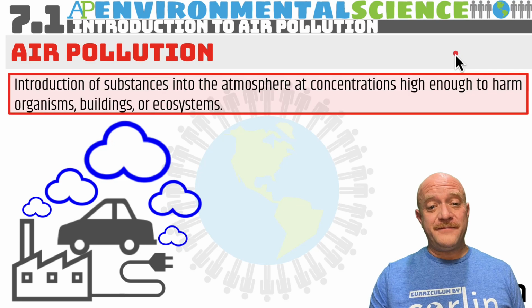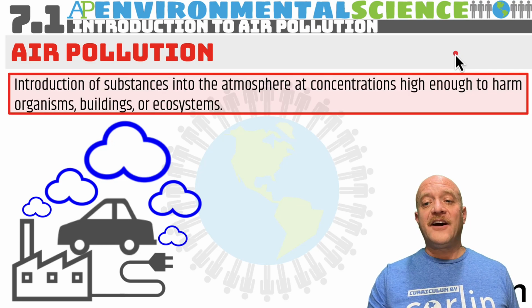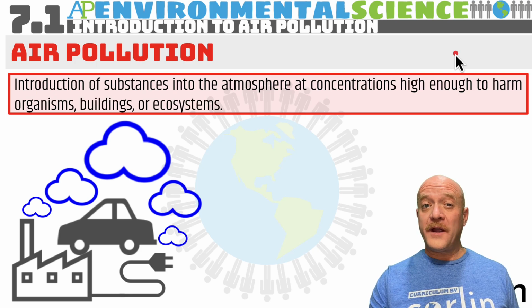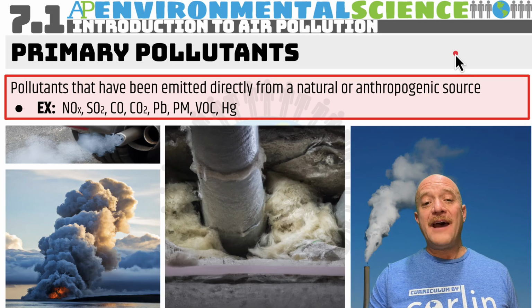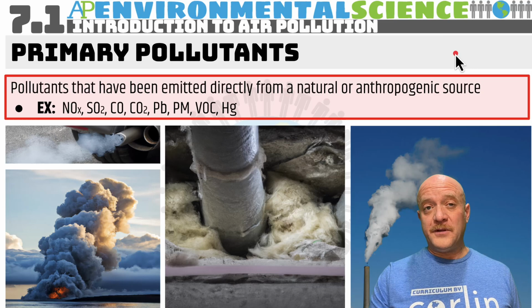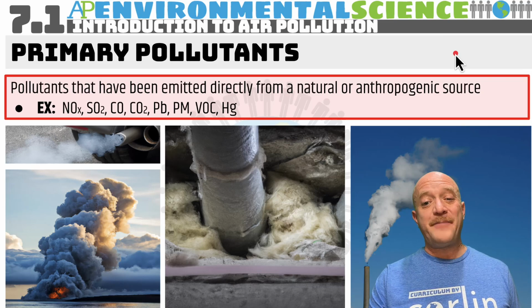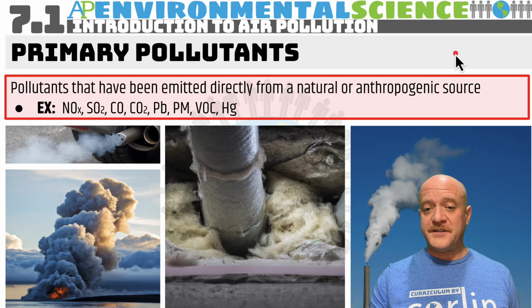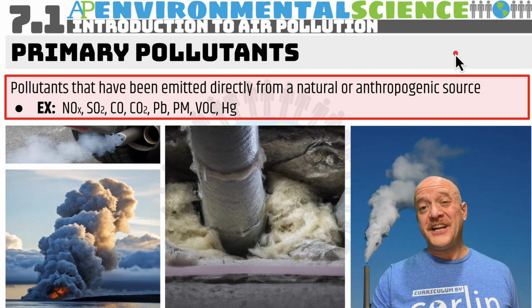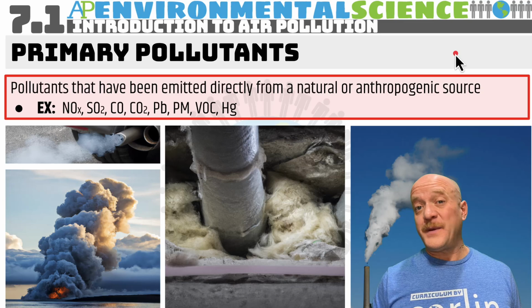So air pollution is the introduction of substances into the atmosphere at concentrations high enough to harm organisms, buildings, or ecosystems. Now we have different types of air pollutants. We have primary pollutants, which are pollutants that have been emitted directly from a natural or anthropogenic source. Remember that an anthropogenic source just means that it's caused by humans.